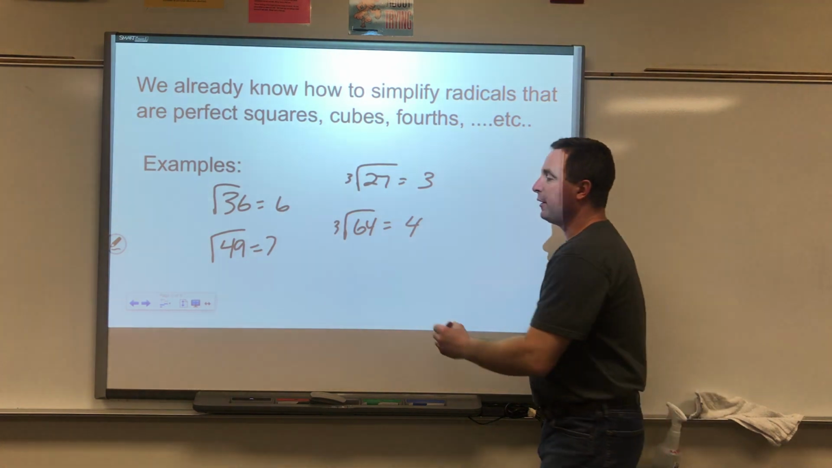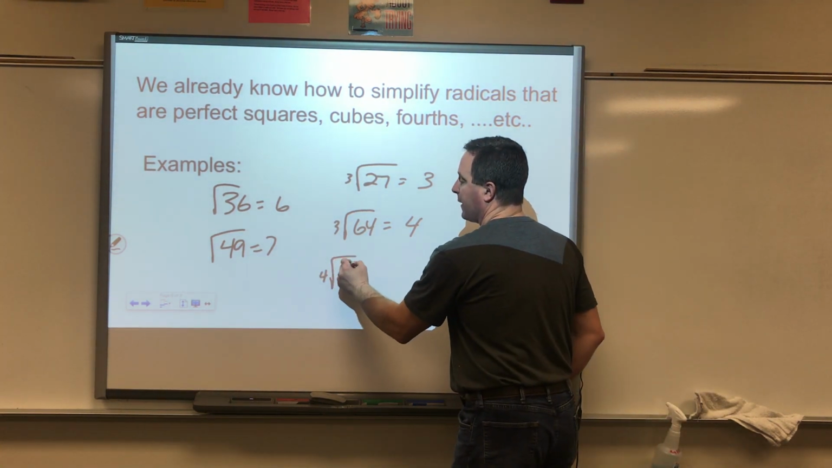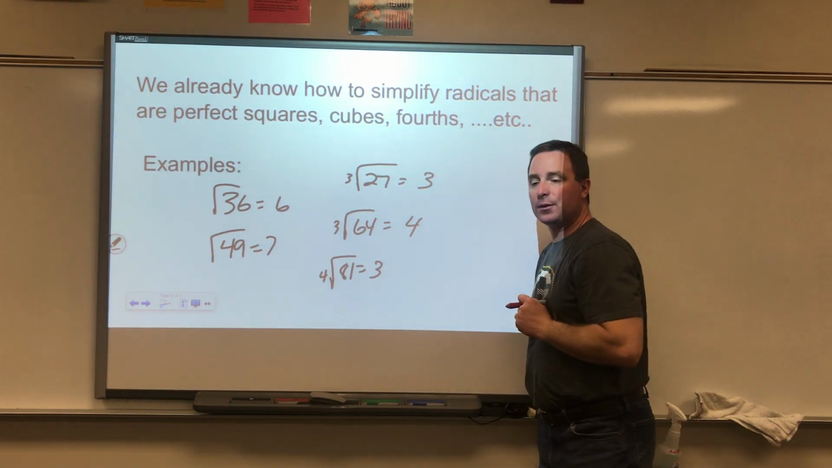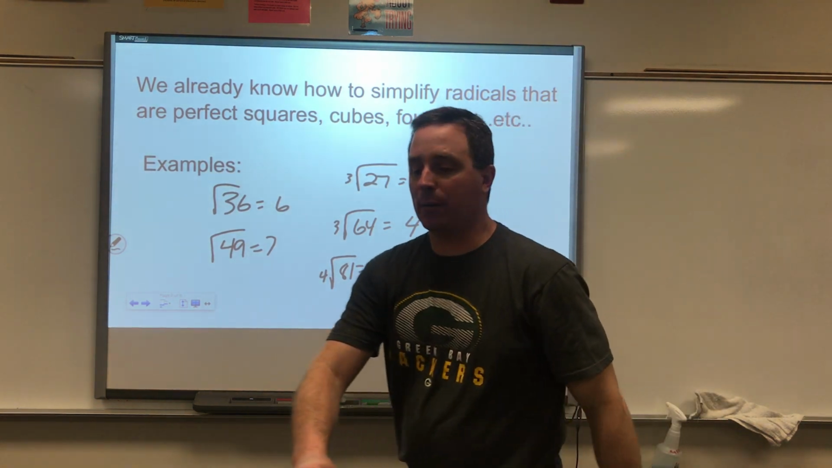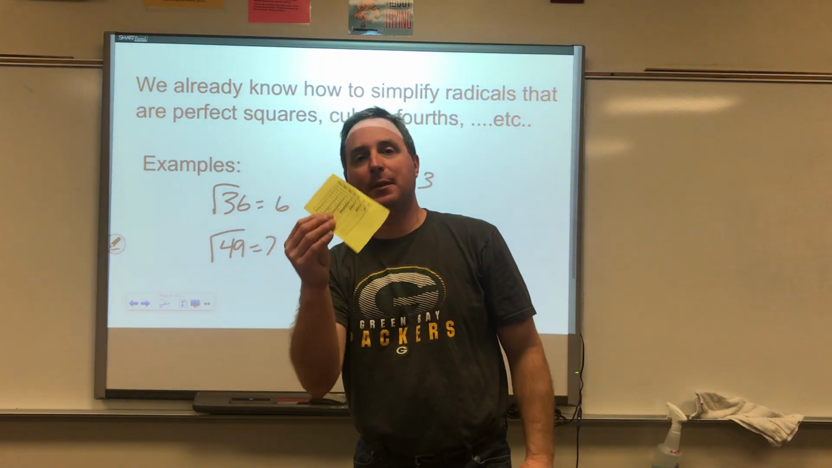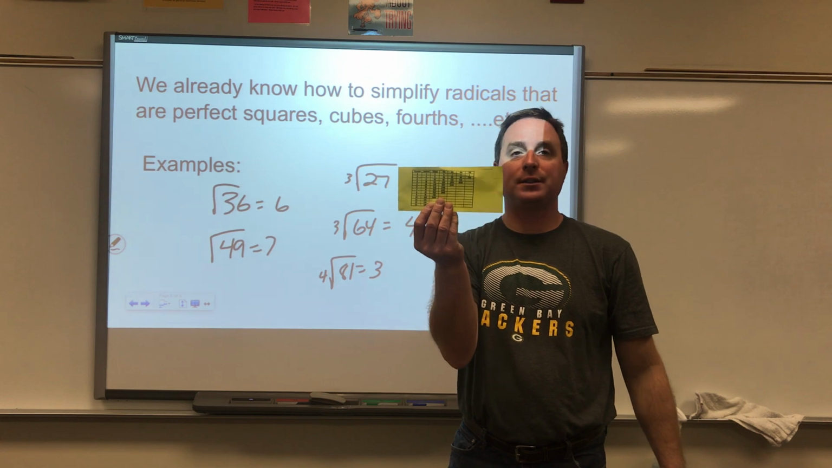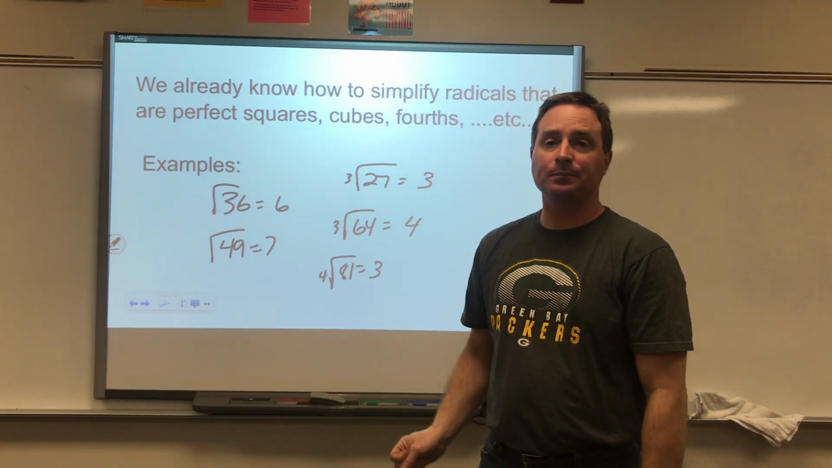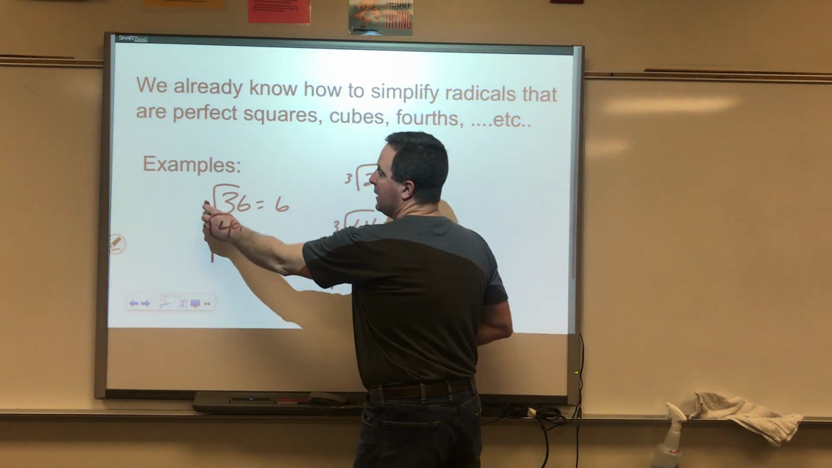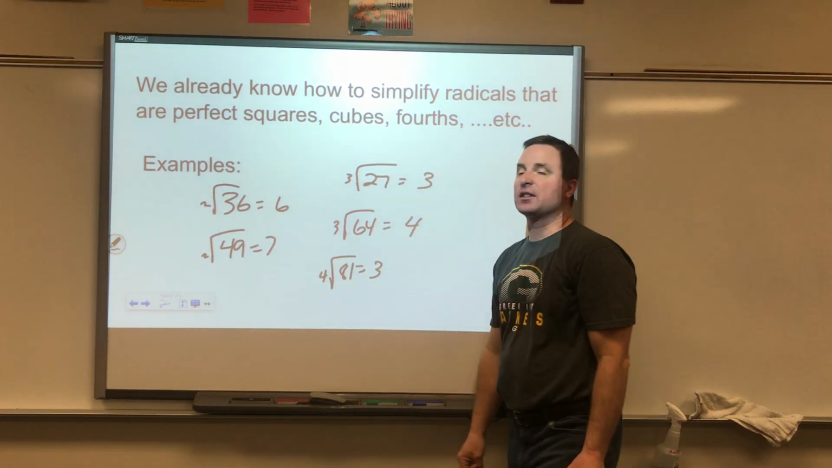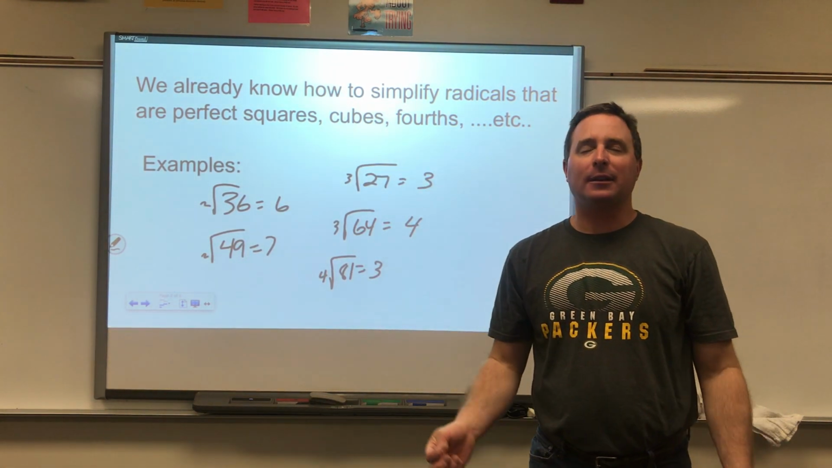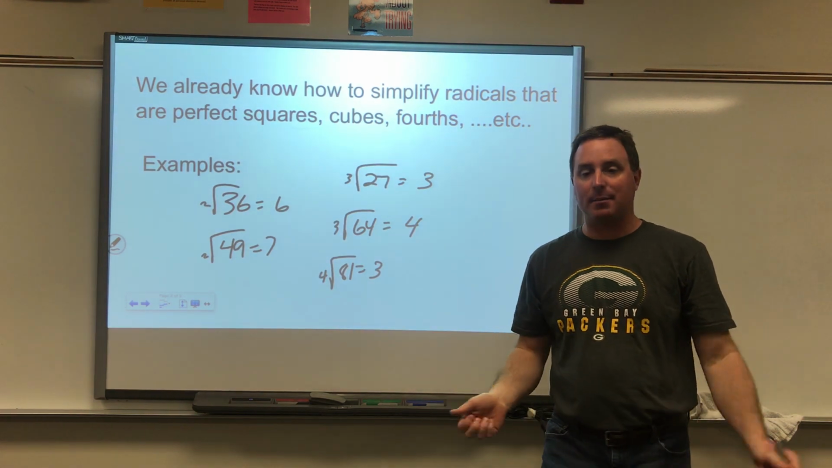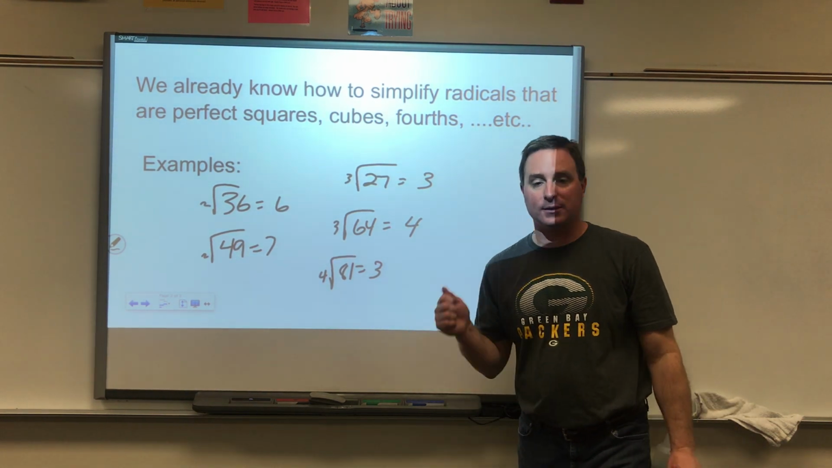Okay, and we even did a little bit with fourth roots. The fourth root of 81 is 3. And one thing that really helped us out with that was this little half a piece of paper that had the perfect cubes and fourths and fifths and things on it. The main focus of what we're going to work on, though, good news for us, is we're mainly just going to work on the ones that are square roots as compared to cube roots and fourth roots and fifth roots.